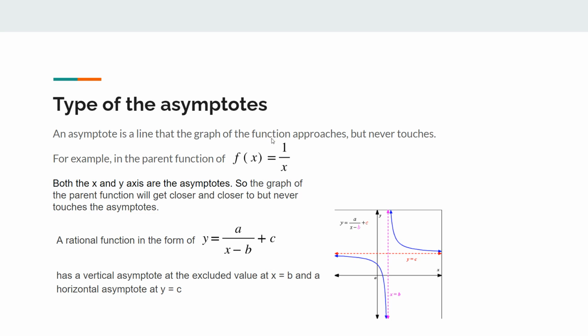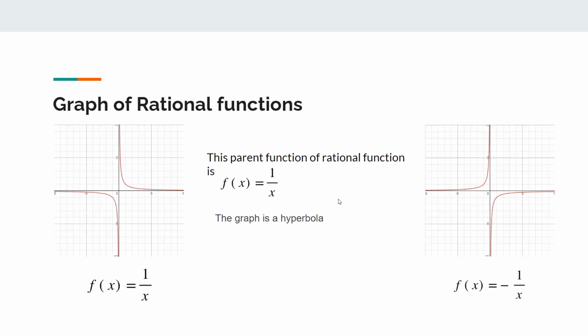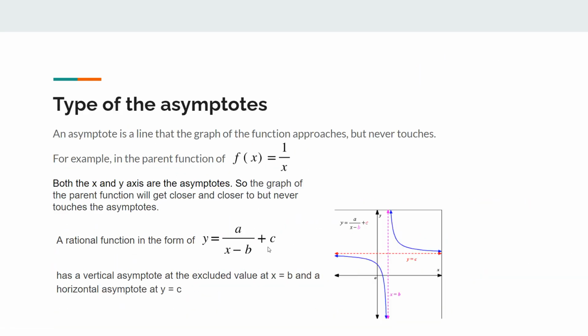For example, in parent function y over x, both x and y axis are asymptotes. If I can show you the graph again, right here, x and y axis, they never touch it. They get really, really close. Maybe sometimes in graphs they get really, really close to it, but they actually never touch it. So yes, both x and y axis are asymptotes of the parent function.